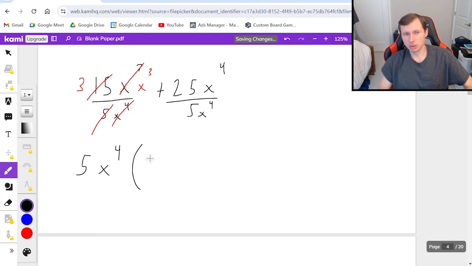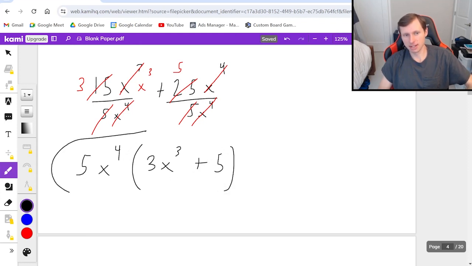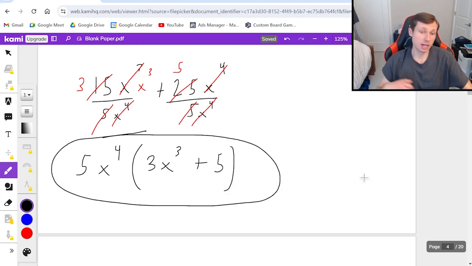So for the first term, you're just left with 3x cubed, and then for the second one, 25 divided by 5 is a 5, and the x to the 4ths perfectly cancel out, so you're just left with plus 5. And this is the solution for this one. This could not be factored more, even if you wanted to.